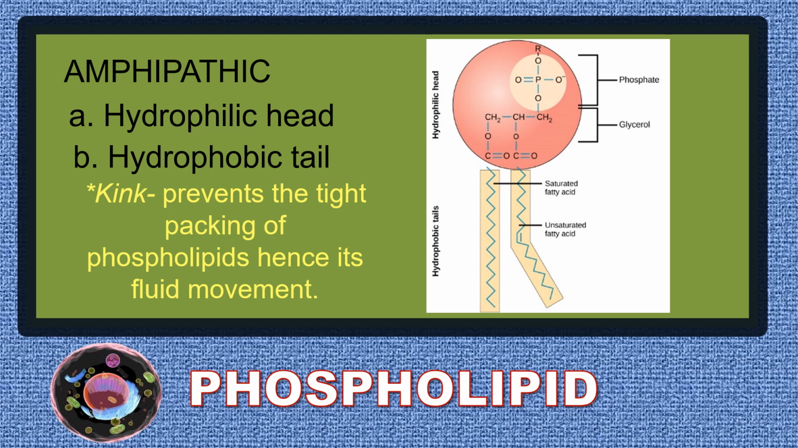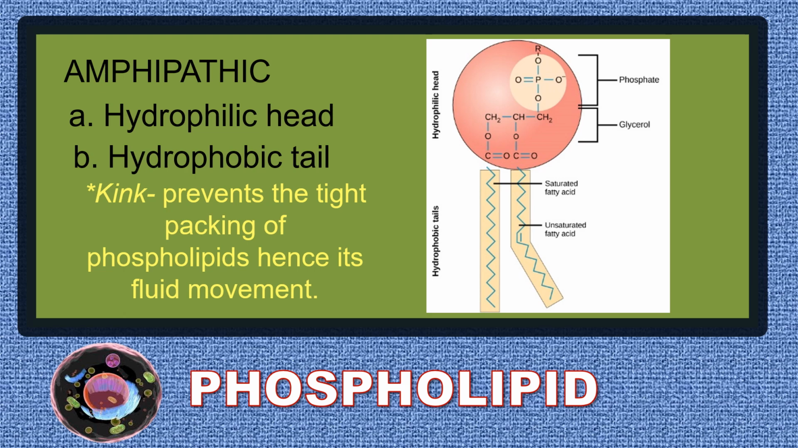The hydrophilic or water-loving areas of these molecules are in contact with the aqueous fluid both inside and outside the cell, while the hydrophobic or the water-hating molecules tend to be non-polar. So the hydrophilic head is made up of phosphate group wherein it has affinity with water, whereas the hydrophobic tail made up of fatty acids does not.